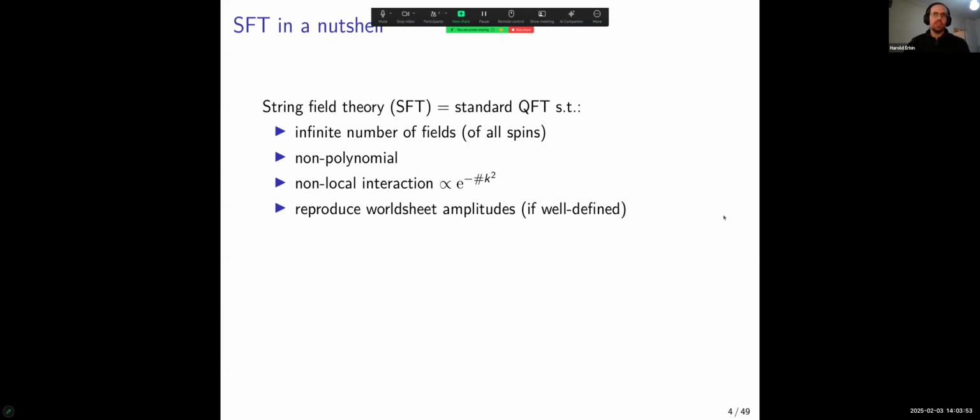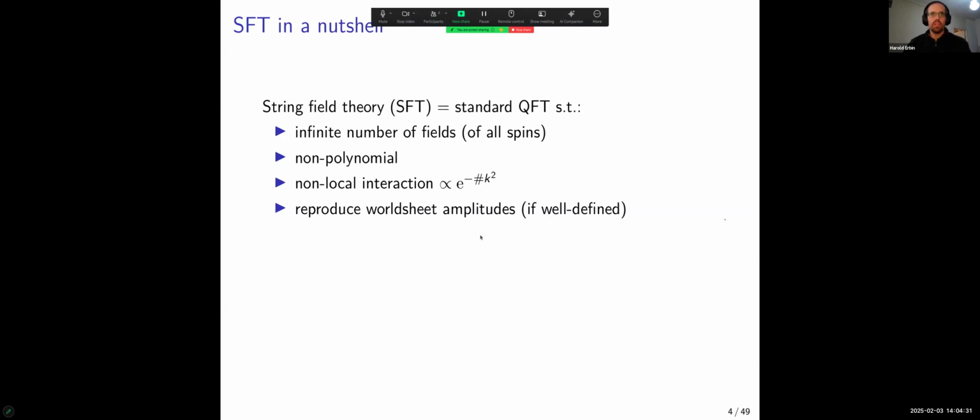You can really see string field theory as a standard QFT, which has an infinite number of fields of all spins, and which is non-polynomial. By non-polynomial, we mean that there is an infinite number of interactions. It's also non-local, so interactions will typically be of the exponential of minus k squared form. In particular, it diverges in Lorentzian signature when the energy goes to infinity. And we want this string field theory to reproduce the worldsheet amplitudes when they are well defined. And if the worldsheet amplitudes are not well defined, string field theory should provide a regularization and proper computation of those amplitudes.